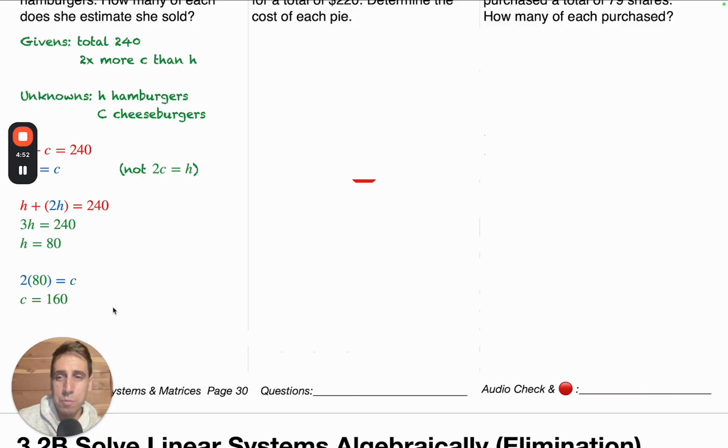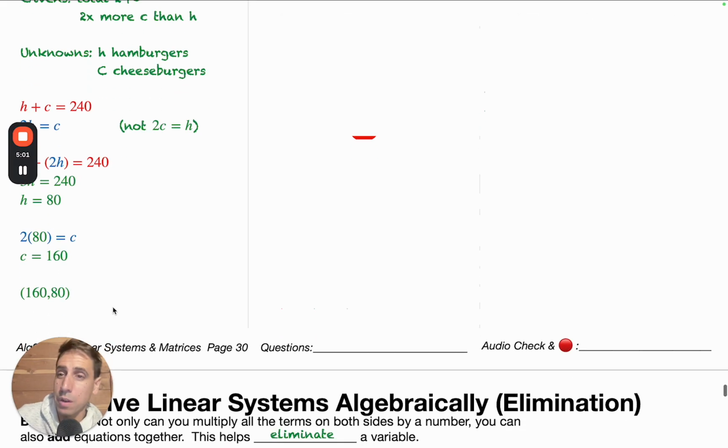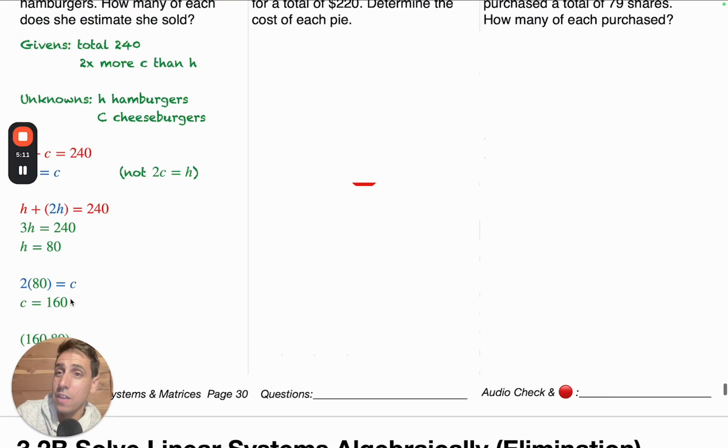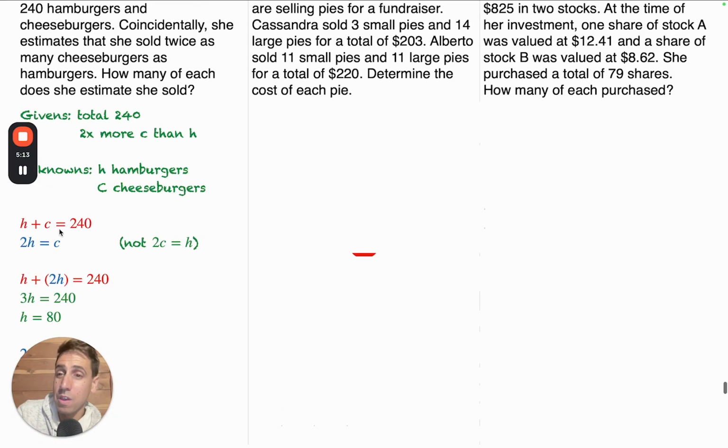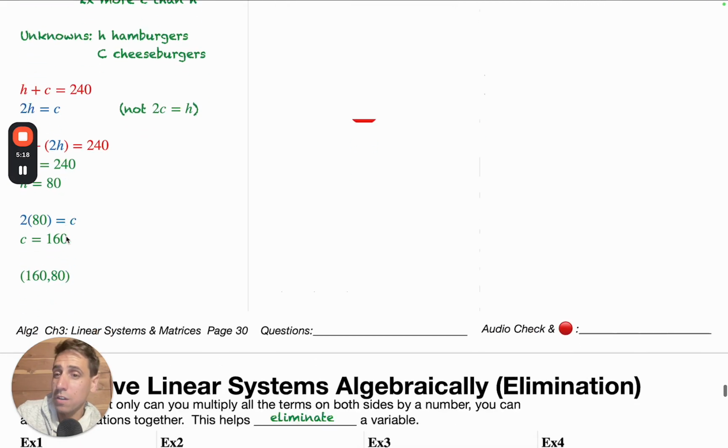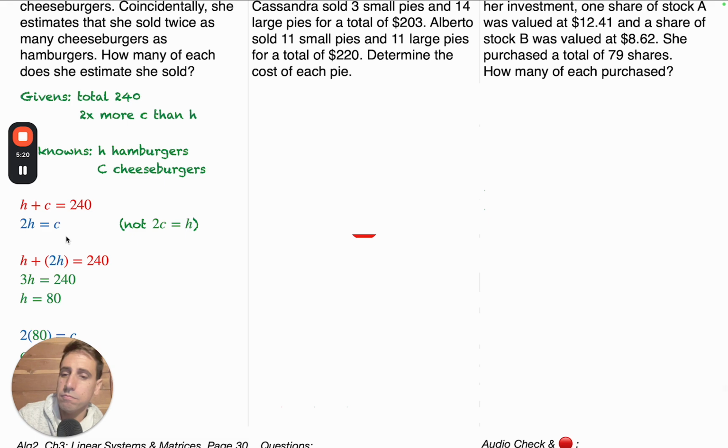And the way you can often report this is very similar to when you're graphing. You write it down, often in alphabetical order. So X comes before Y, and so it goes X comma Y, and C comes before H. So we're going to go 160 comma 80. 160 and 80 are the two numbers that satisfy this system. Both equations are true at the same time. And you could check it if you want. You could plug them back in. All right, let's keep going.